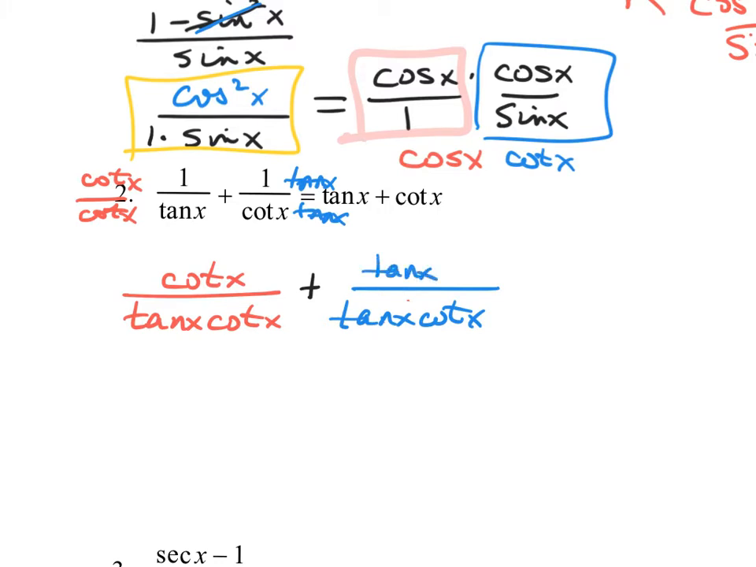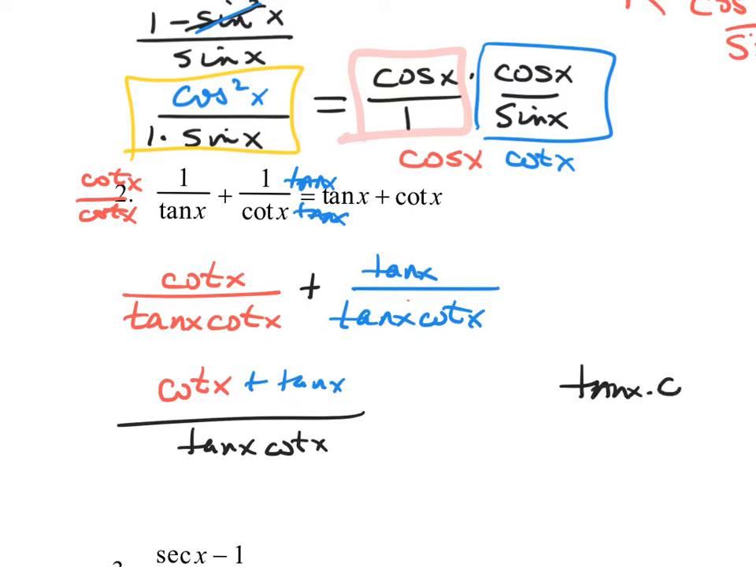Now I'm going to add my numerators. So this becomes cotangent x plus tangent x, and then it's over the common denominator. And if you realize when you multiply tangent x times cotangent x, these are reciprocals. So if I change cotangent into 1 over tangent and multiply it by tangent, what remains, this equals 1. Yes? So now this is going to become a 1.